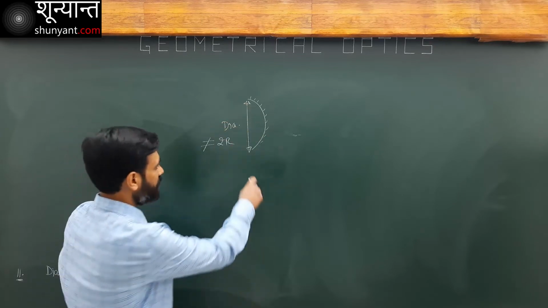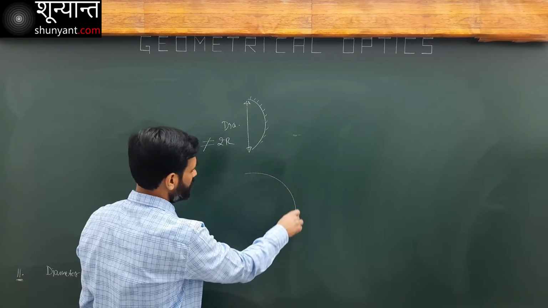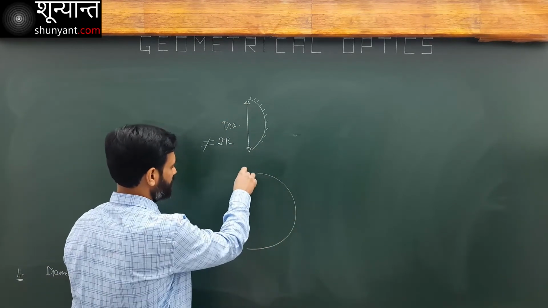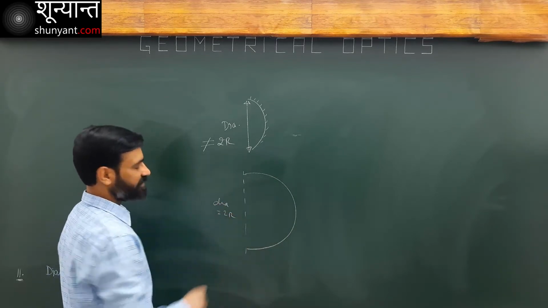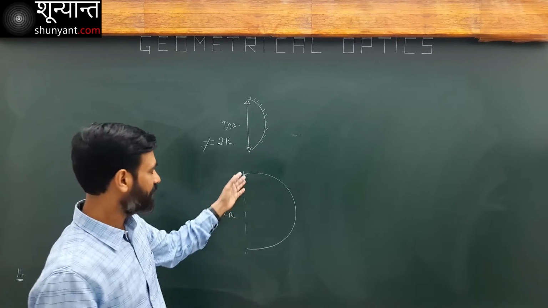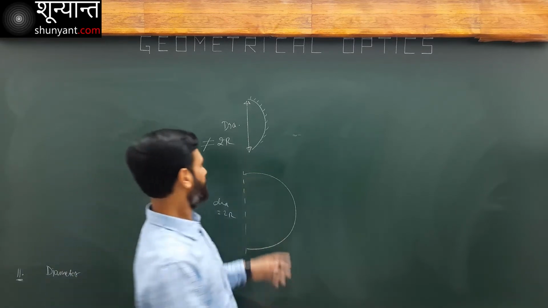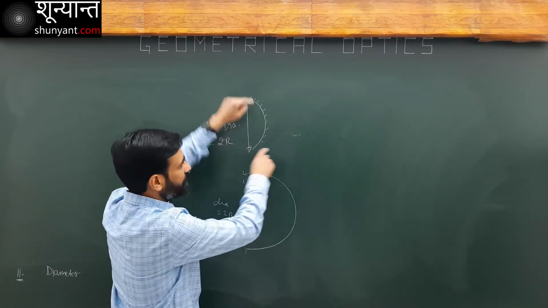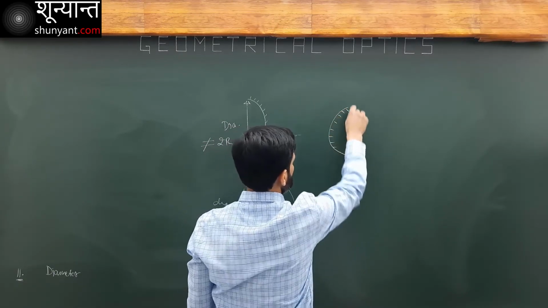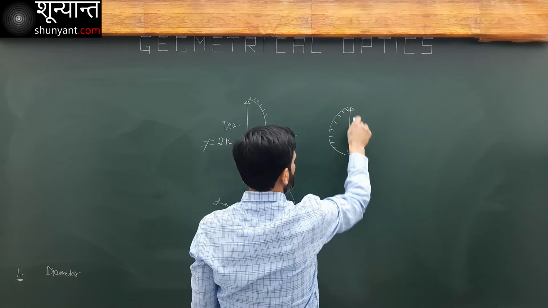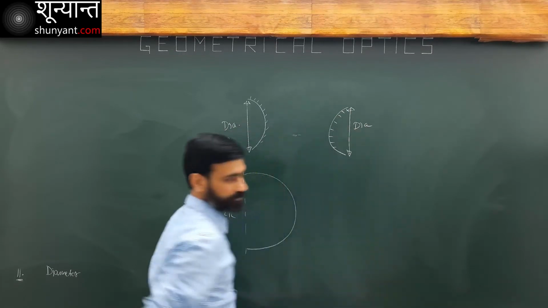What will be 2r? If I take this hemispherical circle, in that case diameter will be 2r. But generally, we take small mirrors. We never make mirrors like this. So this is diameter, end to end here. Same case goes for convex also. So this end to end distance is known as diameter.